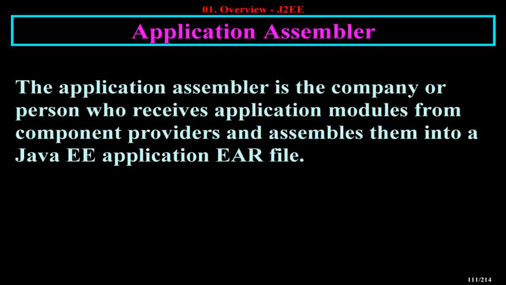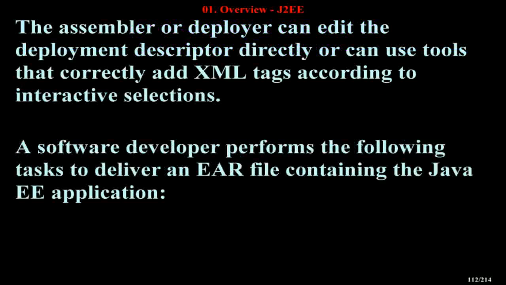Application assembler. The application assembler is the company or person who receives application modules from component providers and assembles them into a Java EE application EAR file. The assembler or deployer can edit the deployment descriptor directly or can use tools that correctly add XML tags according to interactive selections. A software developer performs the following tasks to deliver an EAR file containing the Java EE application.